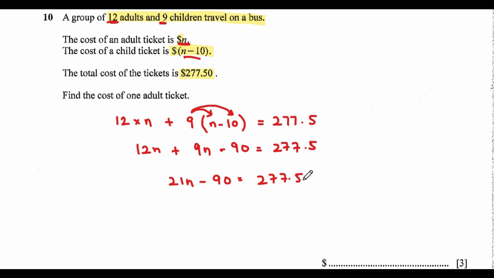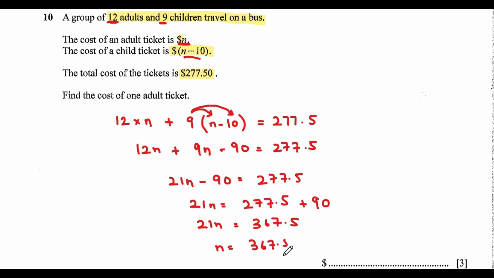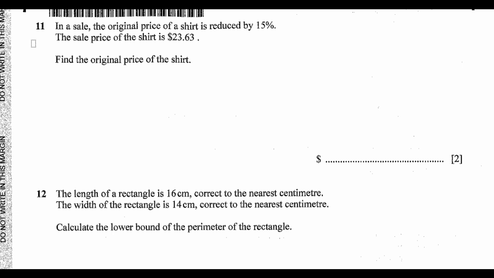277.5. Now I can just take 90 over to that side of the equation and it will get added with 277.5. So it would be 277.5 plus 90 is equals to 21N. Now adding them both, it will give us 367.5. And to get N, I will divide 367.5 by 21. And the final answer, or the cost of an adult ticket, would be $17.50.